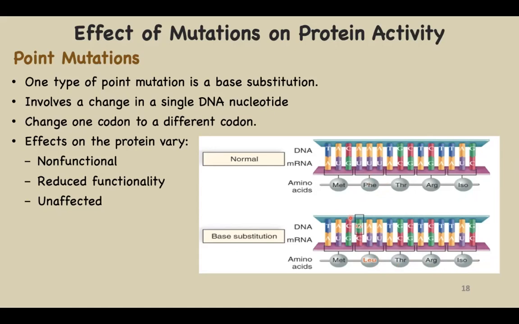They change only one codon to a different codon. It involves a change in only a single DNA nucleotide. Okay? Single DNA nucleotide. Kalau you tengok sini normal, ni sepatutnya A. Tapi bila there's a base substitution, dia akan masukkan G. So bila dia masukkan G, dia akan complement dengan C. So dia akan hasilkan another amino acid which is different. So dia akan carry out another function daripada function asal dia. Okay? So that is point mutation. Point mutation ni selalunya dia akan lead to non-functional, ataupun reduce functionality ataupun it can be unaffected. Okay, next.